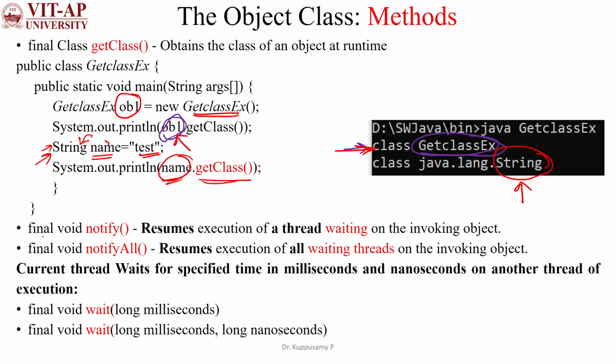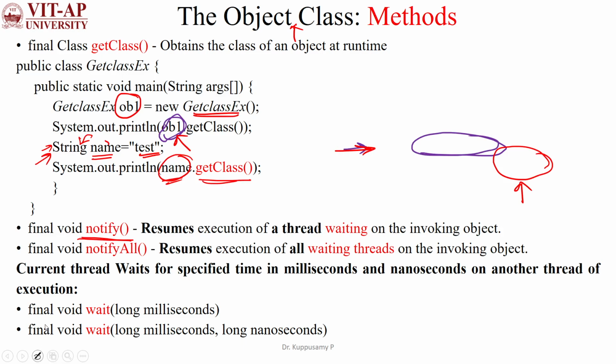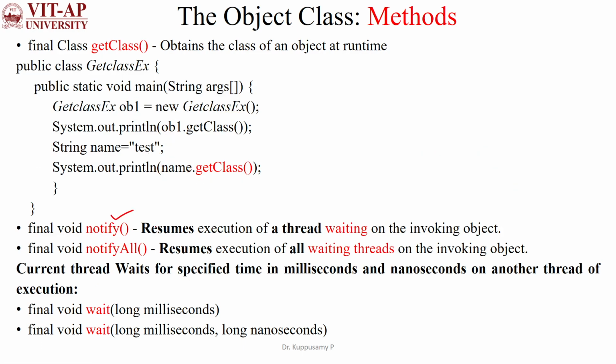Then here we are going to use the notify method. This also belongs to the Object class. We are going to use this notify method in the thread concept, in the third module on threads. The thread concept uses the notify method to continue the execution of currently waiting threads.